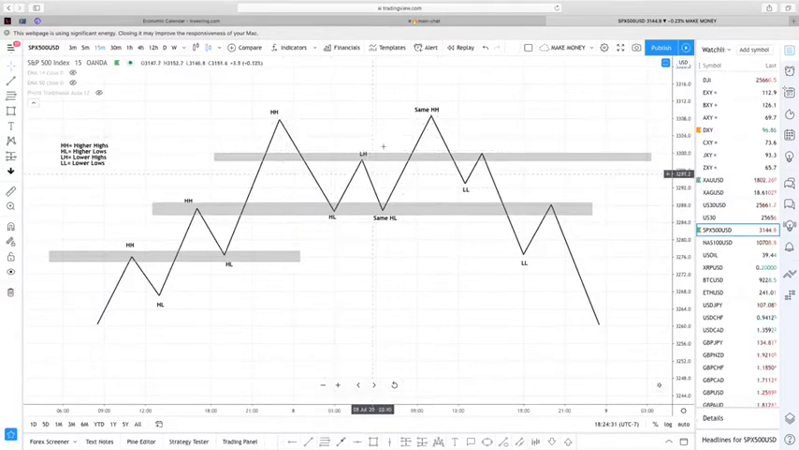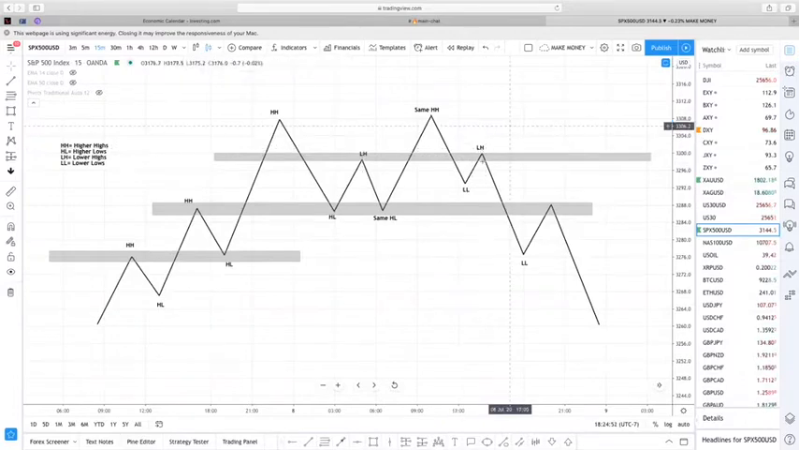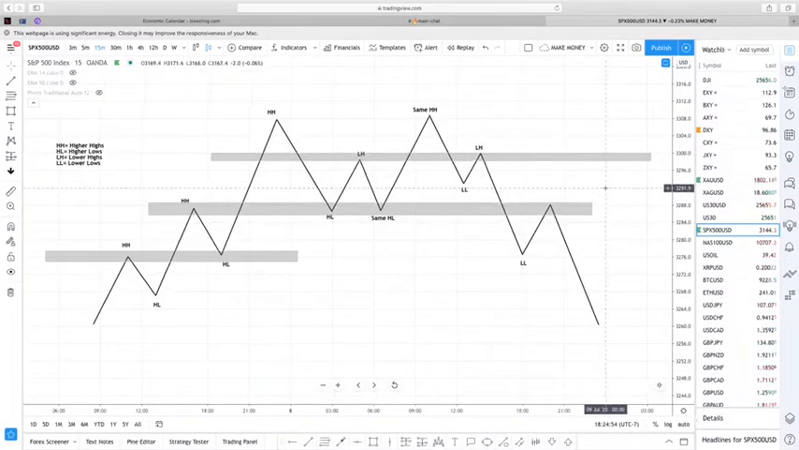So if we have a break in structure to the downside and we have a break of this zone and price just decided to come back up and reverse from here, what is that? That is a retest of this zone, okay? The retest of that zone at the same time is creating a lower high, okay?